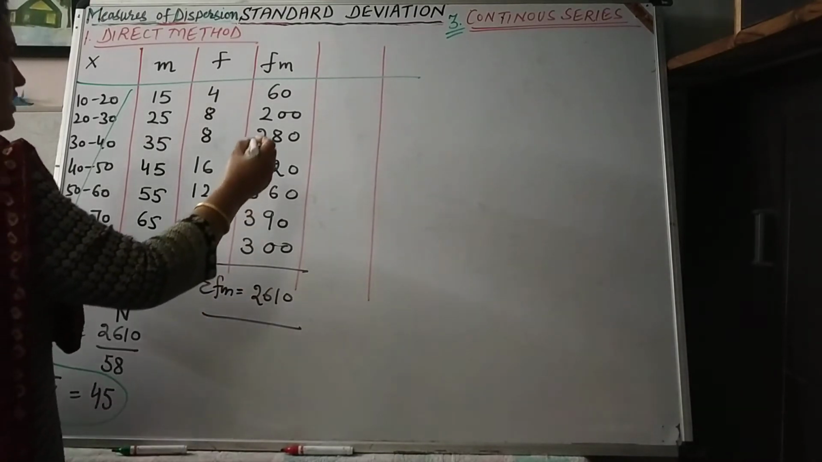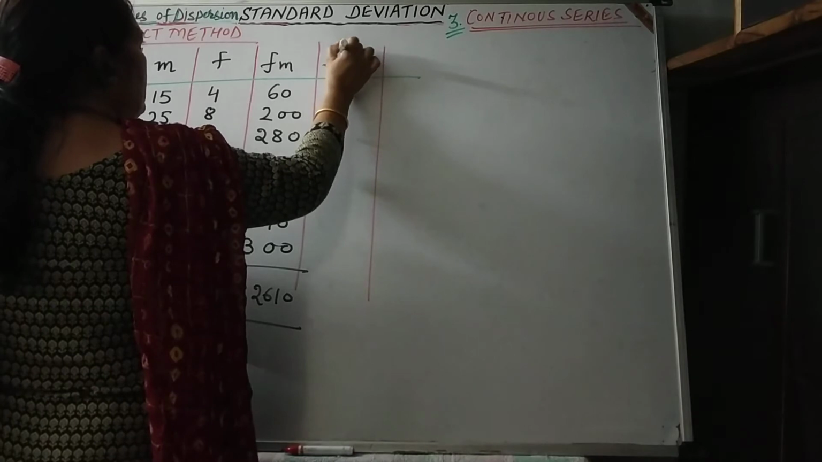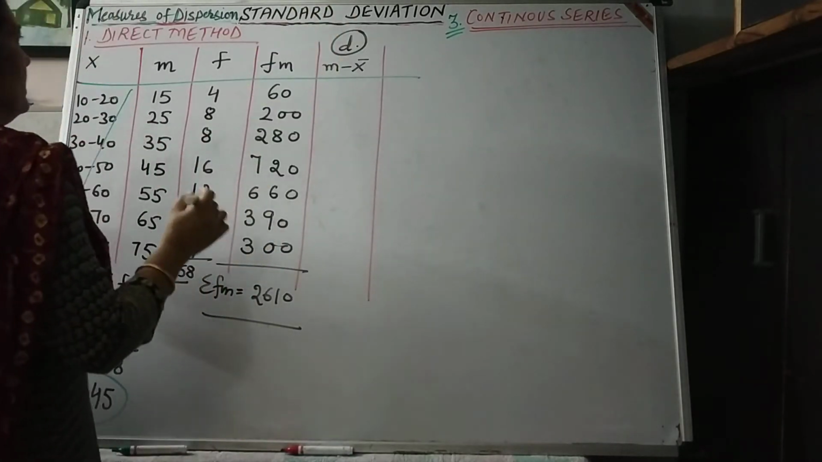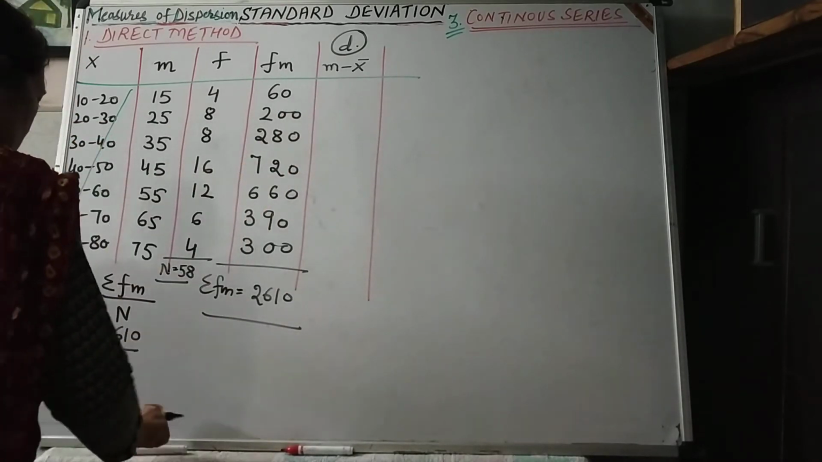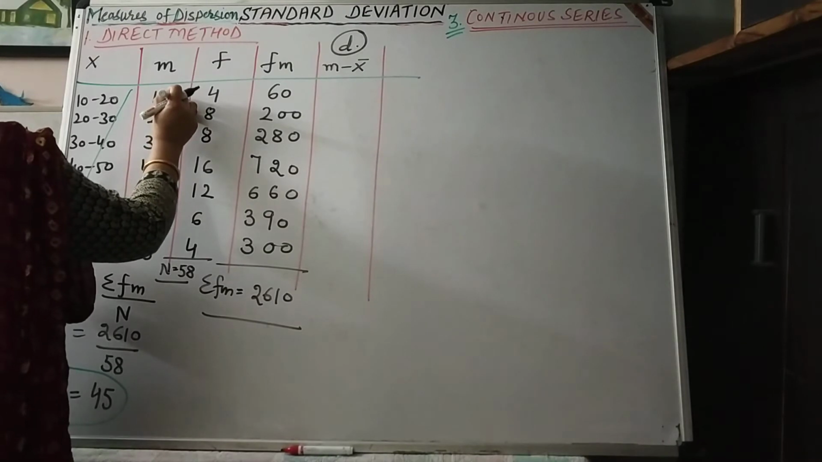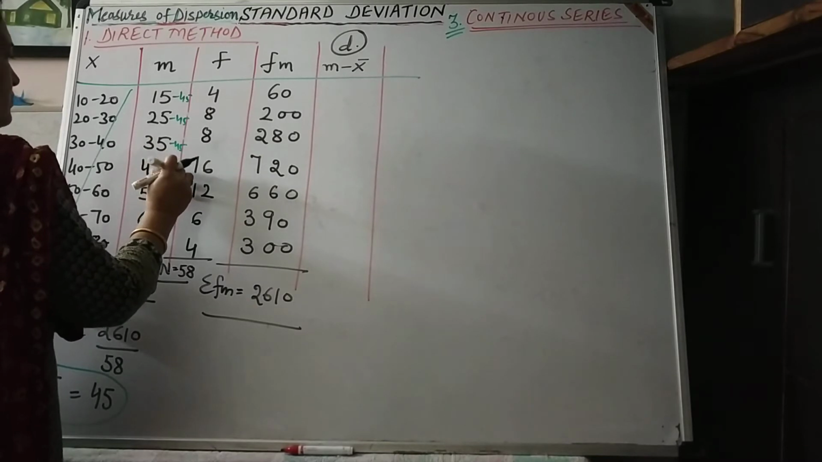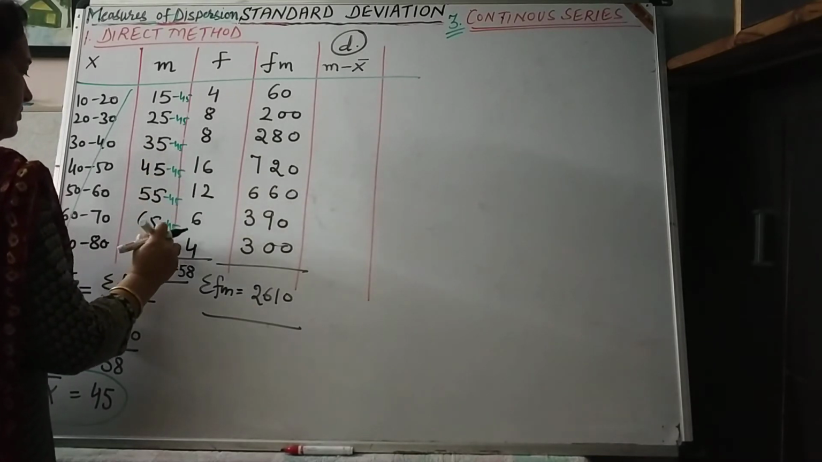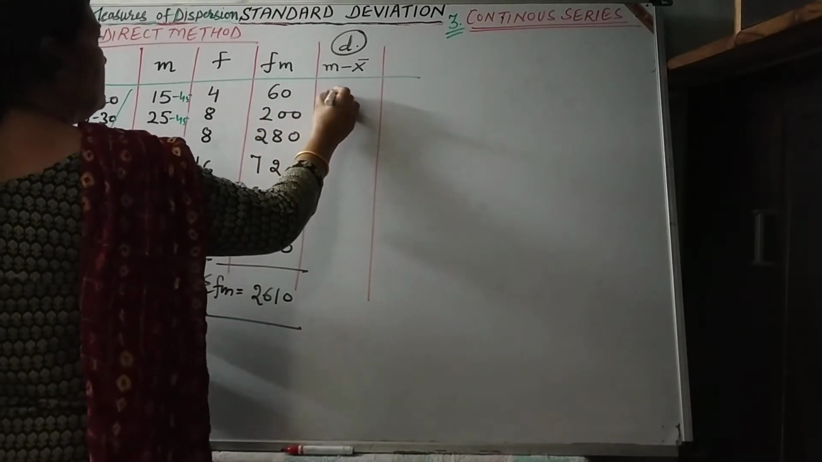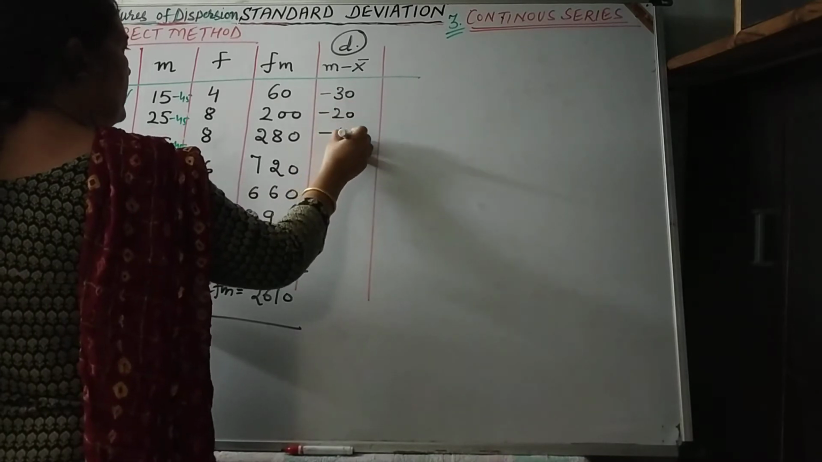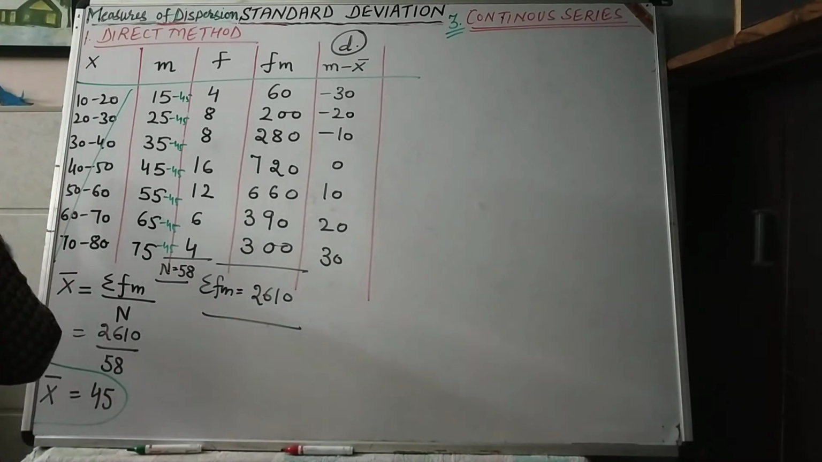Then for the next calculations, m minus x bar, it will be the values of d. M minus x bar, which is 45. So 45 will be subtracted from all the values of m. Minus 45, minus 45, minus 45. So the calculations will be minus 30, minus 20, minus 10, 0, 10, 20 and 30. These are the values of d.